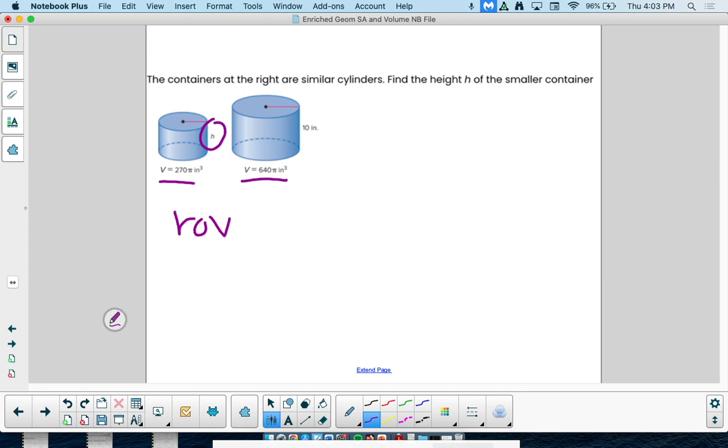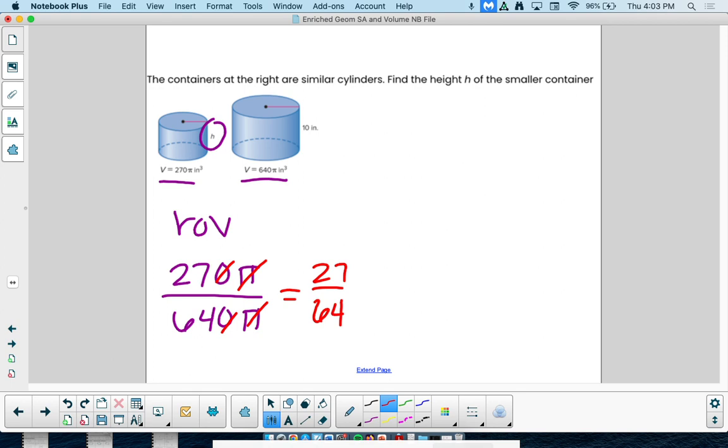Again, I'm going to put my smaller one on top. So 270 pi over 640 pi. This is where you really do want to reduce, because they will almost always give you numbers that simplify nicely. Our pi's cancel. Our zeros cancel. Can we reduce 27 over 64? Nope. So that's the ratio of our volumes. And now we have to get to our scale factor. So now we're going from a cubed over b cubed to just a over b.